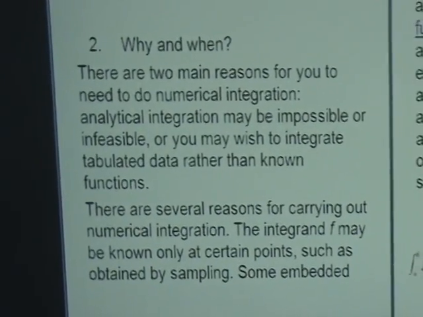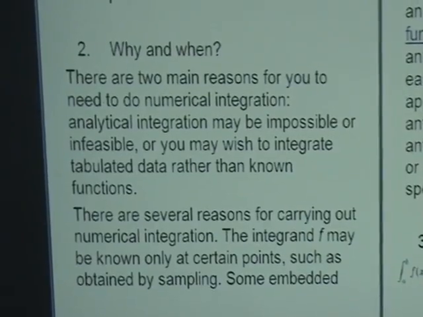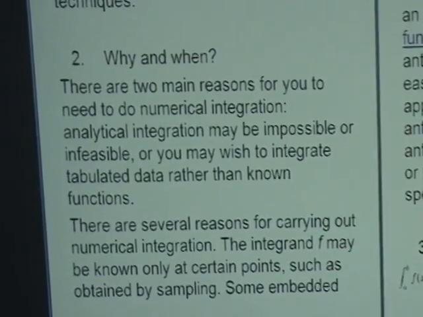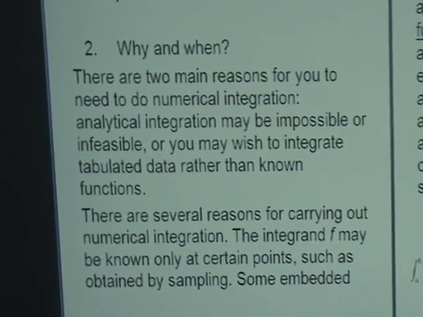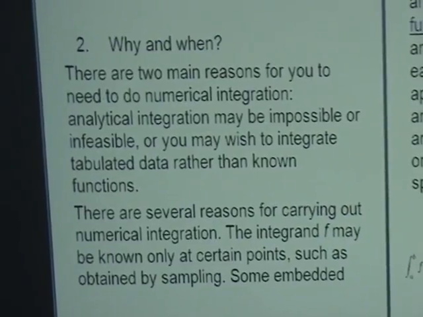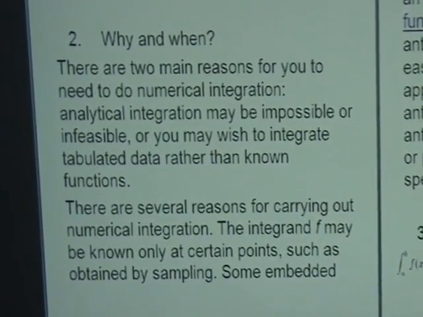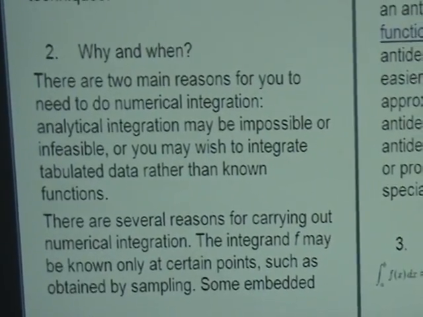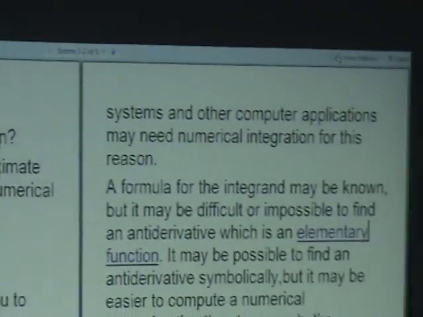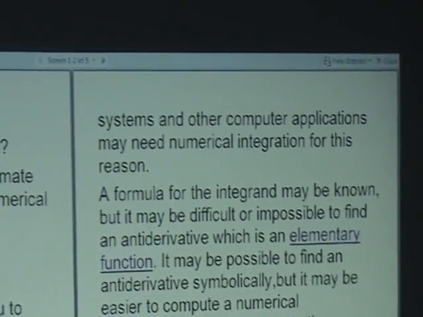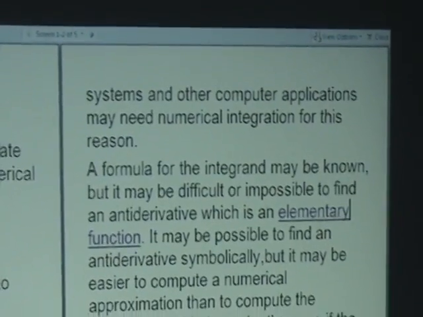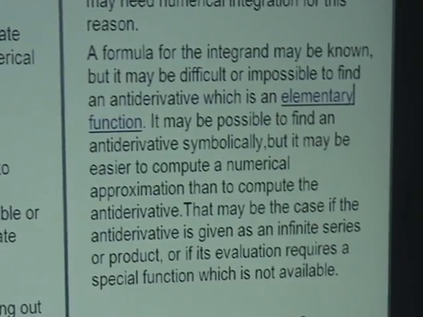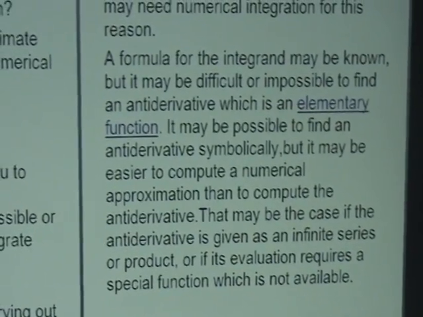Firstly, the analytical integration may be impossible or infeasible, or you may wish to integrate tabulated data rather than known functions. Okay, so there are several reasons for carrying out numerical integration. The integrand f may be known only at certain points, such as obtained by sampling. Some embedded systems and other computer applications may need numerical integrations for this reason. So a formula for the integrand may be known, but it may be difficult or impossible to find an antiderivative which is an elementary function.